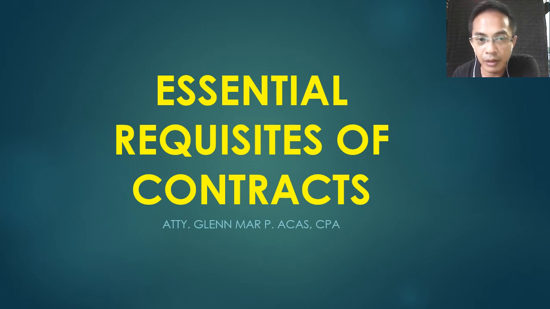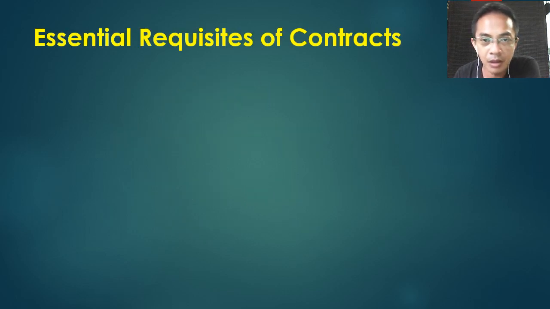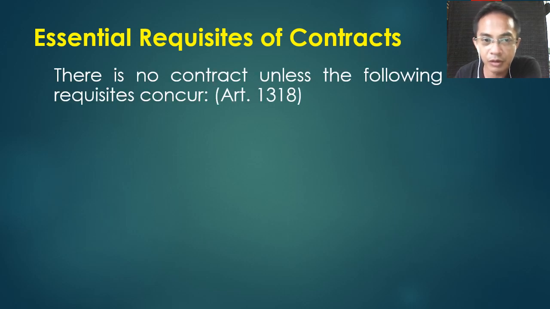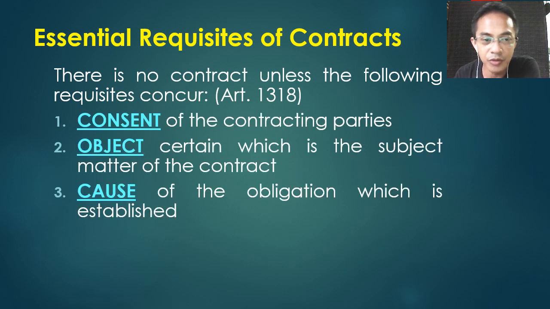Okay, class, we are now on the topic of the essential requisites or elements of a contract. Tapos na tayo sa general concepts, so let us proceed. The essential elements of contract, according to Article 1318, are consent, object, and cause. According to Article 1318, there can be no contract unless these three requisites, or sometimes called elements, are present.